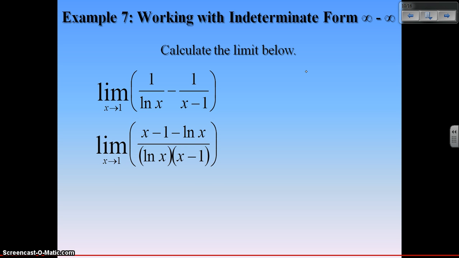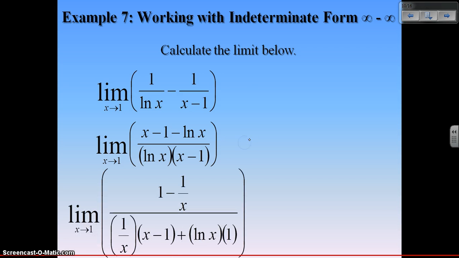So the first thing I do is I get a common denominator. I'm going to multiply this side right here, top and bottom, by x minus 1. So that becomes x minus 1 minus. I'm going to multiply this one top and bottom by natural log x. That'll give me a common denominator here. 1 times natural log x is natural log x. Now if I were to plug in my 1, I have 0 on top. Natural log of 1 is 0, and 0 on the bottom. So it is in the proper form now.